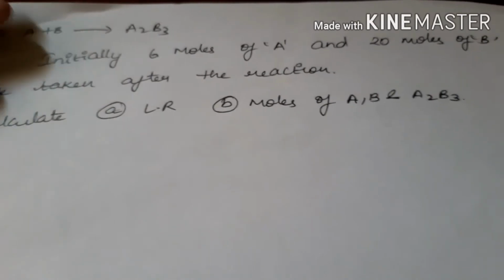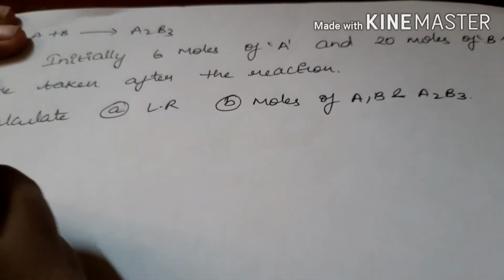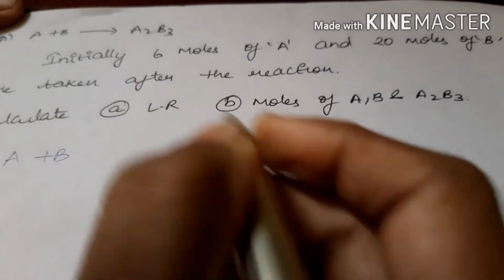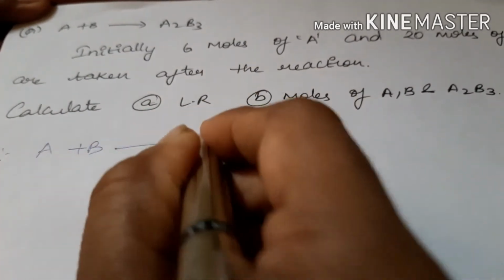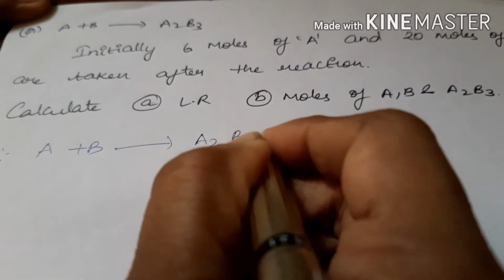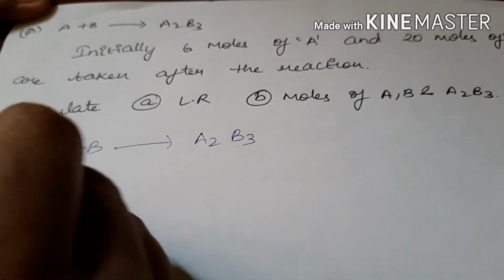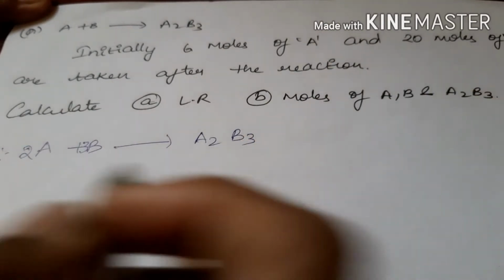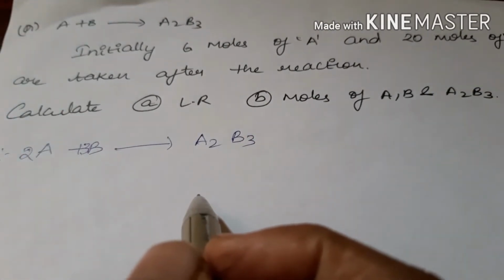Initially, we have to write the equation once. Here the equation is A plus B gives rise to A2B3. Here 2 A's are there, that means we have to write 2. B3, 3 B's are there, we have to write 3 here. This is the balanced equation.